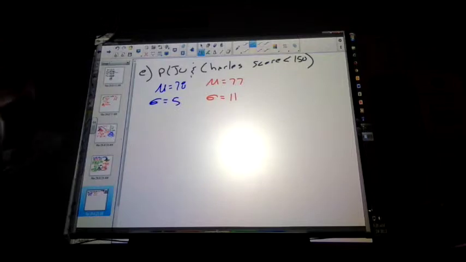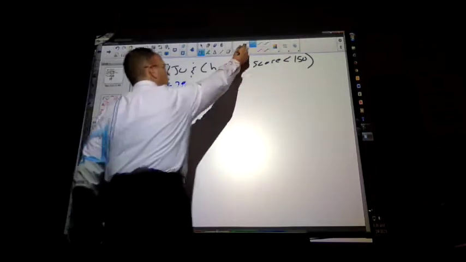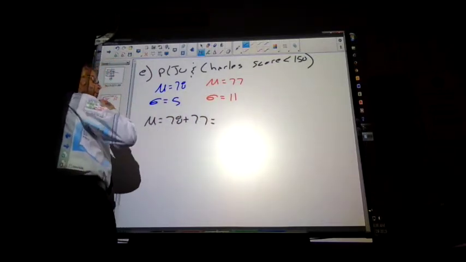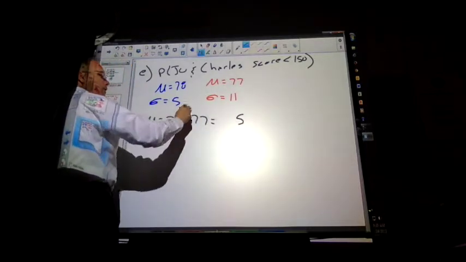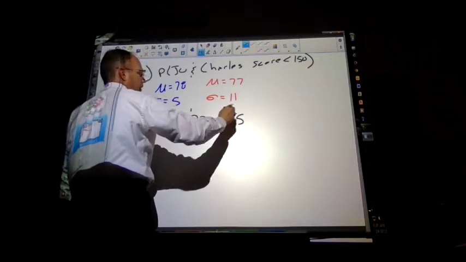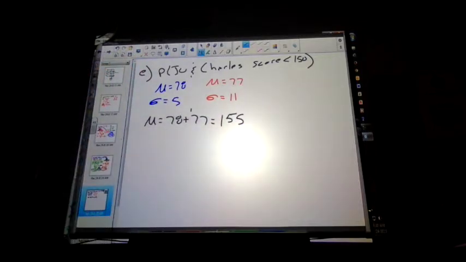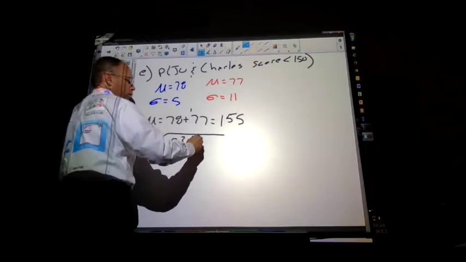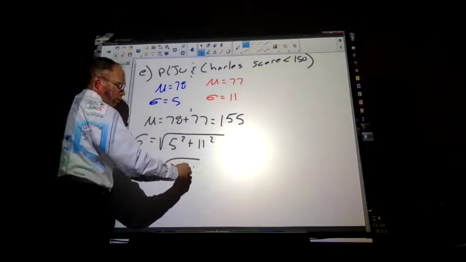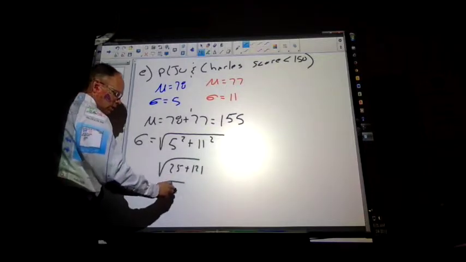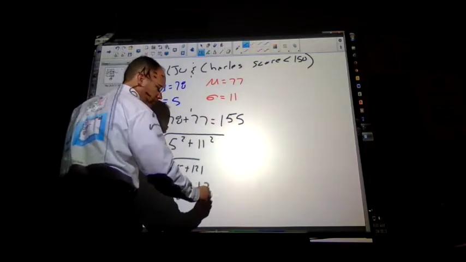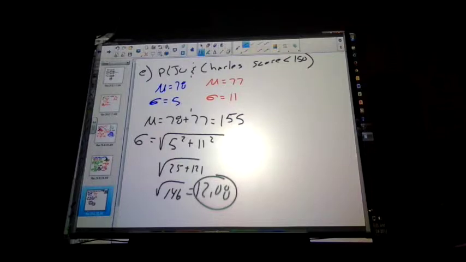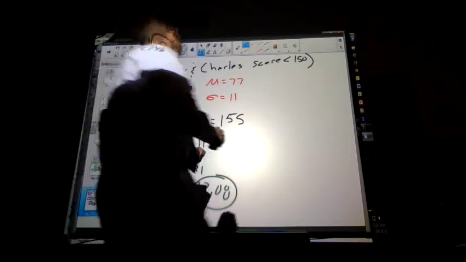Okay, so we want their scores to be less than 150. So I have a new average. If I want to find the new average, I'm just going to add those averages together. That gives me 155, is that right? How do I find the new standard deviation? So 5 squared plus 11 squared. So that's 25 plus 121, 146, which is 12.08. Okay. So 12.08 is the new standard deviation, and 155 is their new average.